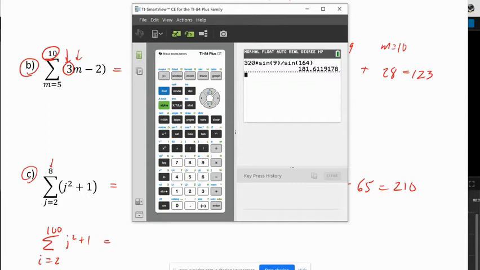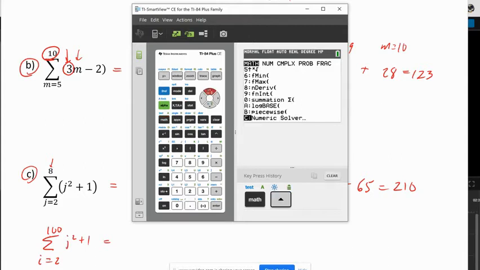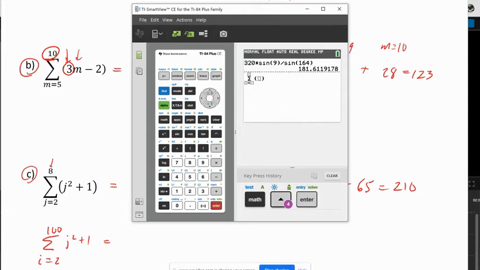If you press math and then go down to the very bottom, I'm going to use up arrow to get there faster. There is summation, and then we can enter, you can use any letter you want. It's easier to use X because there's an X button right up here. So I'm going to use X instead of J just because it's easier to type in. So it's 2, we're going to go to 100, and then we'll type in X squared plus 1 is our expression, and then press enter.